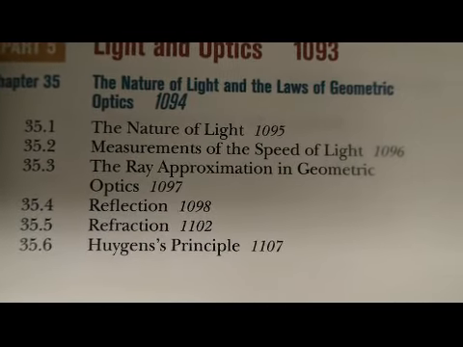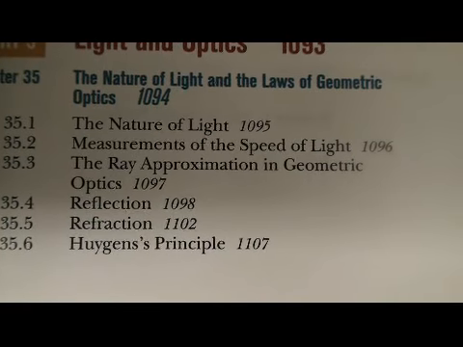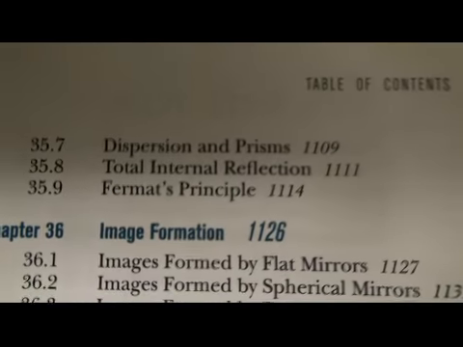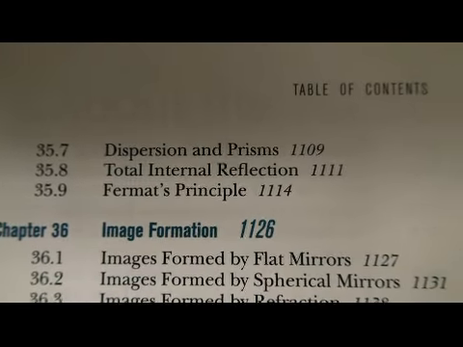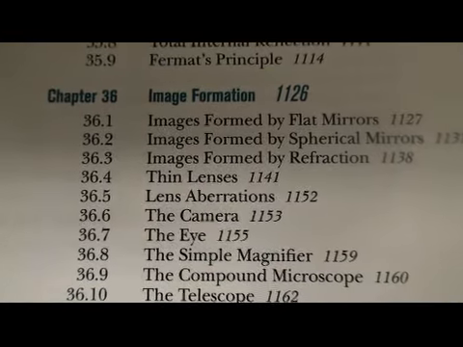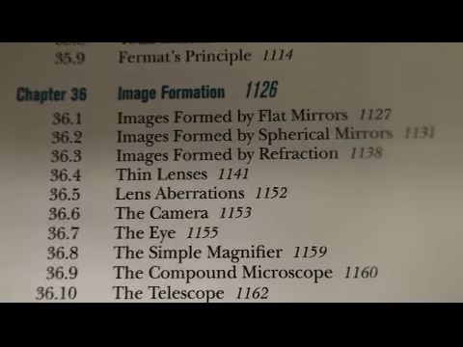So this is measurement of the speed of light, the ray approximation, reflection, refraction, Huygens principle, and up here is the dispersion and prisms, total internal reflection, Fermat's principle. Then chapter 36 will be image formation by flat mirrors.